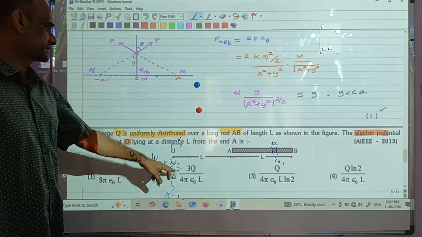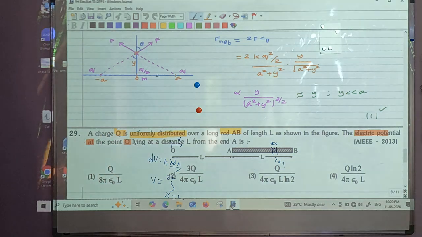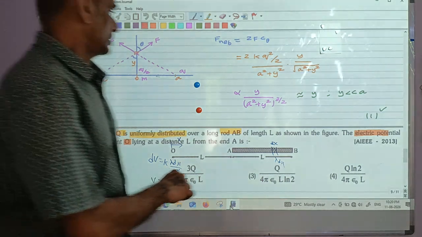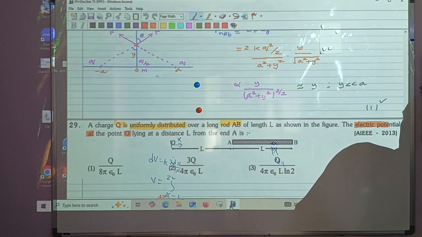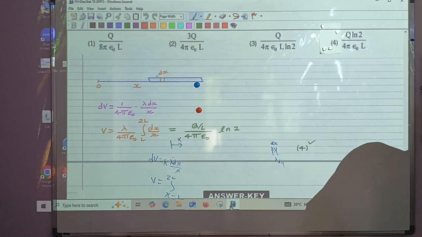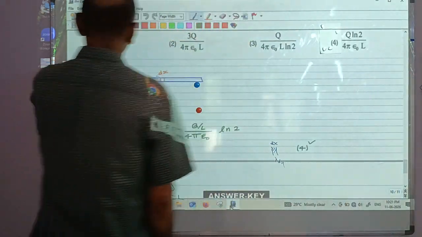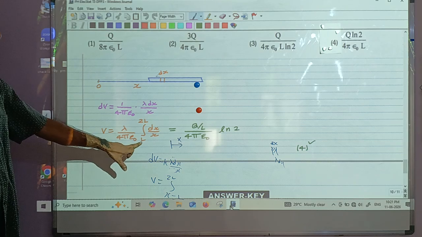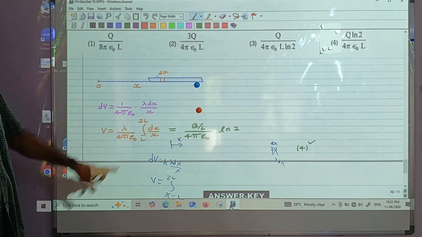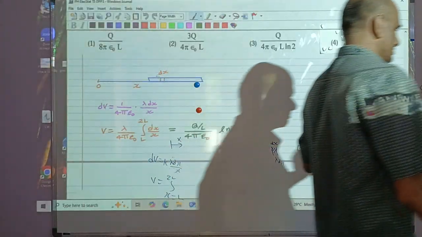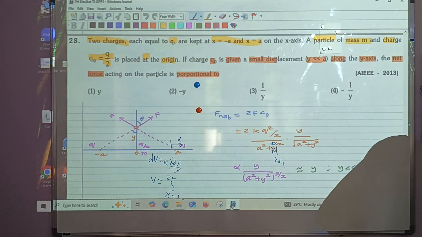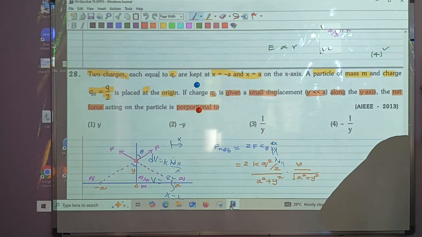So the integral of dx by x will be ln x. I've taken this origin. So this is basically an indication. You want to try this one?